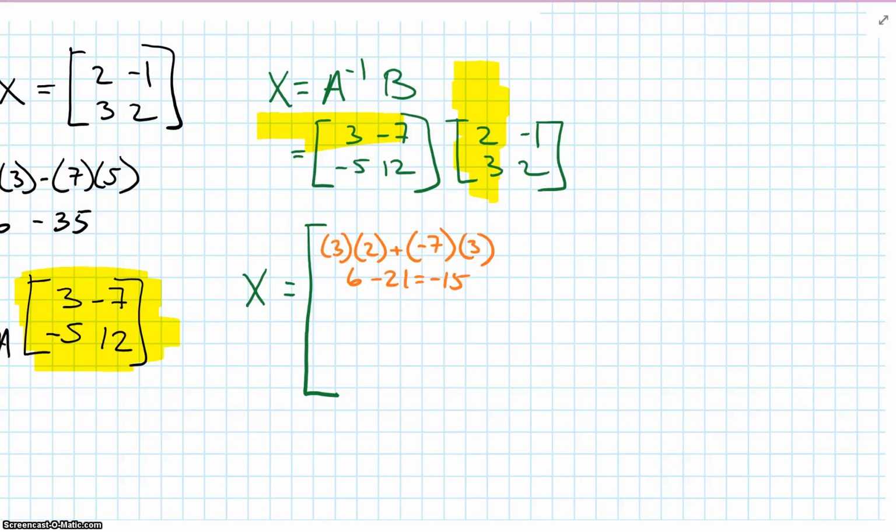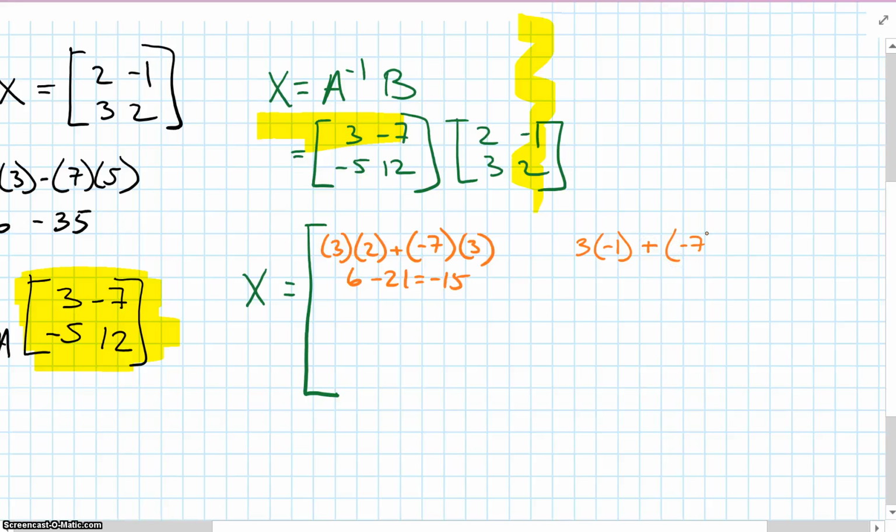Okay. First row, second column. I'm going to get 3 times negative 1 plus negative 7 times 2. That's going to be negative 3 minus 14. This is going to be negative 17.